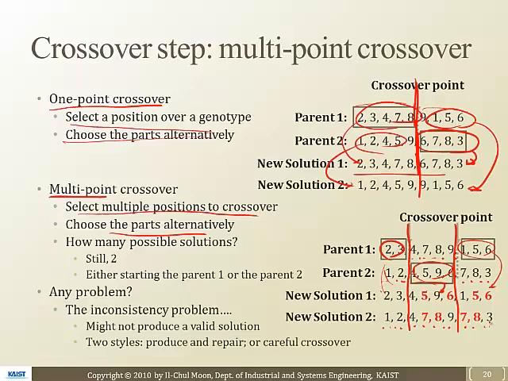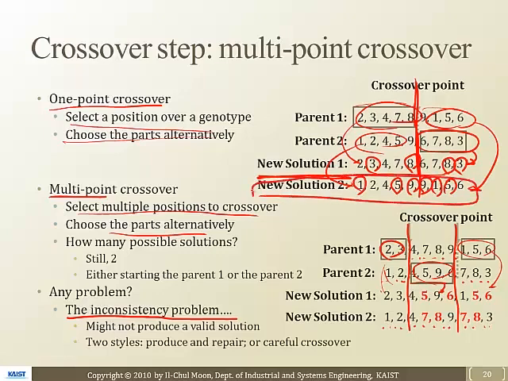But there is a big problem, which is called the inconsistency problem. So imagine this. We did this crossover, and this new solution here now has two 8s, and it has two 9s. It has two 3s. That's bad. It has two 5s. That's really bad. It has two 1s. So this solution is really not working.